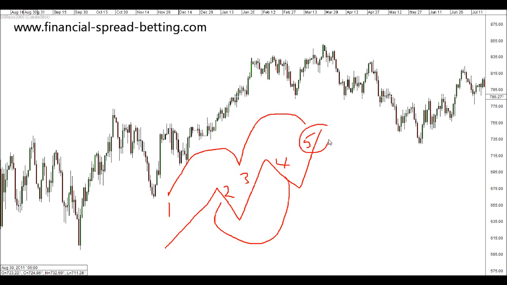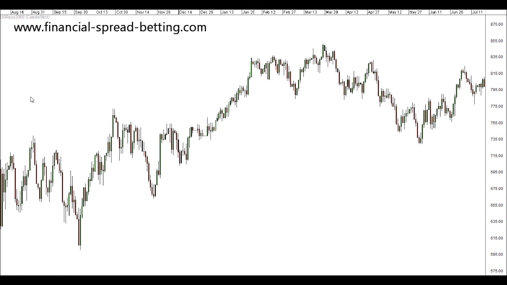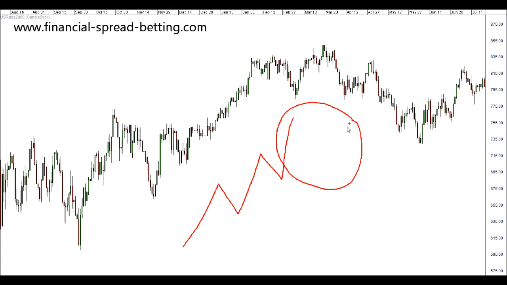After this third motive wave is when the ABC correction comes into play. So what is the ABC correction? Well, just like the 5-3 wave pattern, which is a series of waves, the ABC correction is also a series of waves, which creates recognizable patterns after this third motive wave.